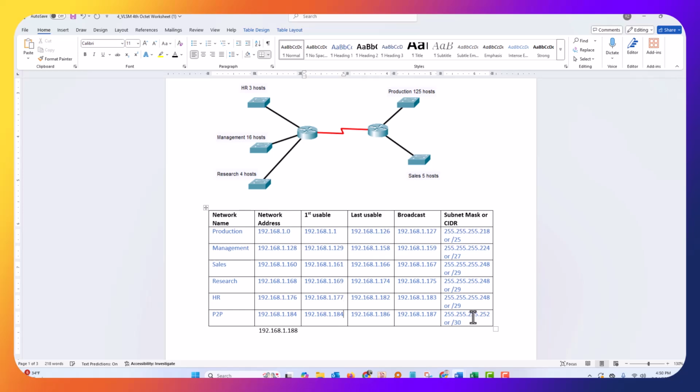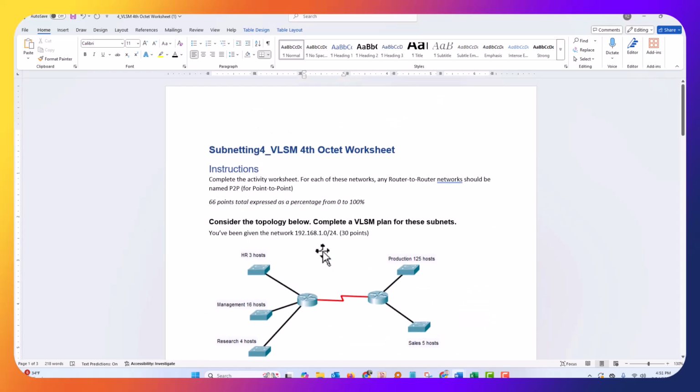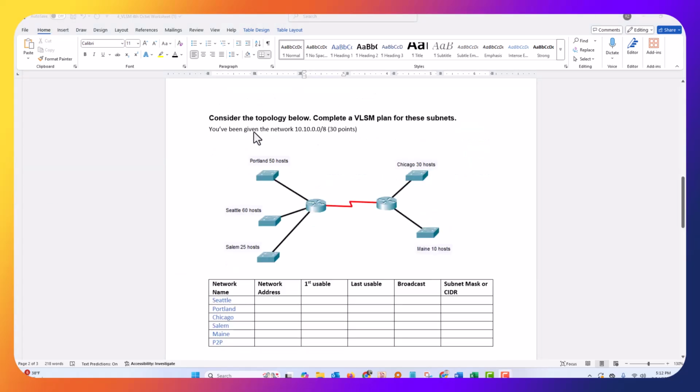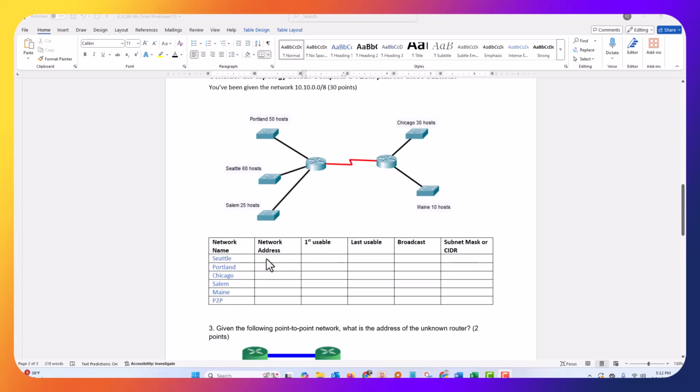9, 7, and 5. And that one is complete. Okay, for the second problem we have this topology, and it looks like Seattle is going to be first. Let's get our network address.